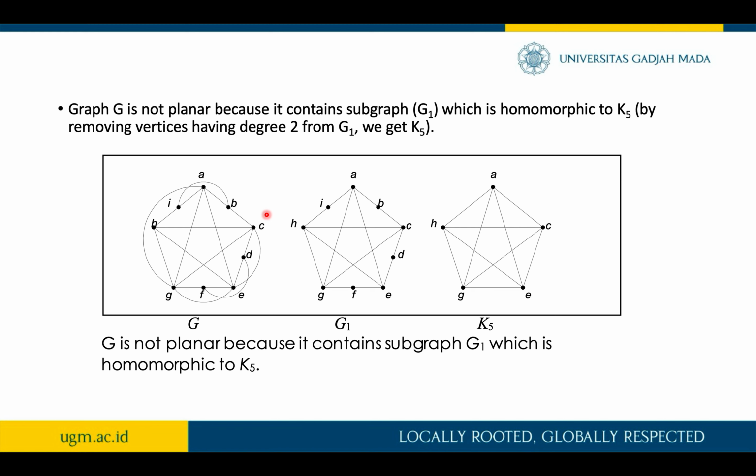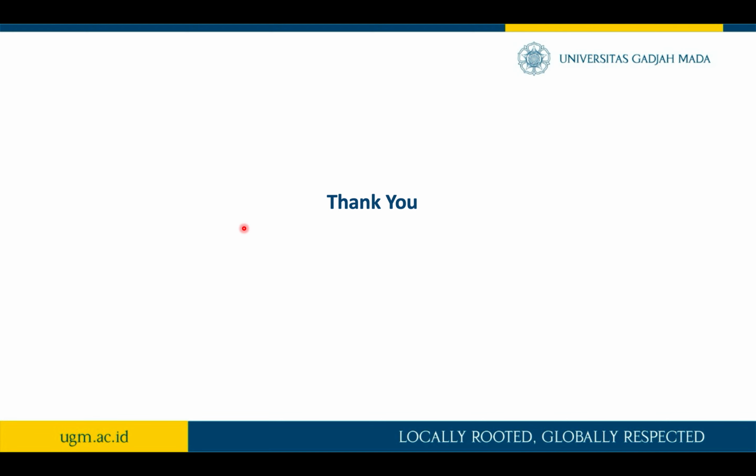But still we have to check whether it contains a subgraph which is isomorphic or homomorphic to the Kuratowski graphs, and it's maybe not easy for us to do that. Okay, that's it, I think.